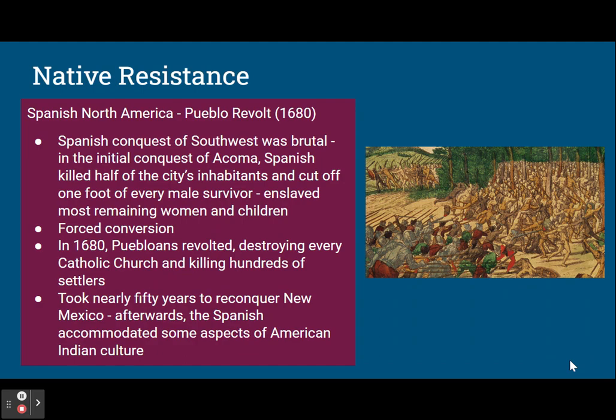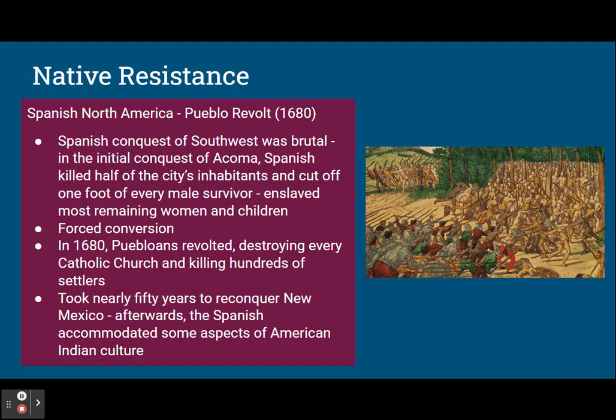We also see similar forms of resistance in Spanish North America. For example, the Pueblo Revolt in 1680. The Spanish conquest of the Southwest in New Mexico was absolutely brutal. In the initial conquest of the city of Acoma in New Mexico, the Spanish killed half of the city's 1,500 inhabitants, and then of the survivors, every male survivor over 15 had one foot cut off, and then they enslaved most of the remaining women and children.